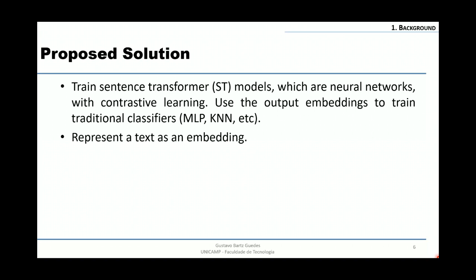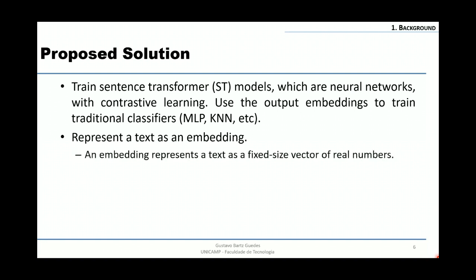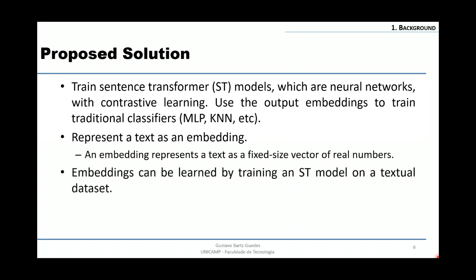So in this research, we represent a text as an embedding. And for those who are not familiar, what is an embedding? An embedding is a way to represent a text as a fixed-size vector of real numbers. You can also generate embeddings using neural networks for image or sound. But here in this work, we are using an embedding to represent a text, in this case, a sentence. So these embeddings can be learned by training a sentence transformer model on a textual dataset.